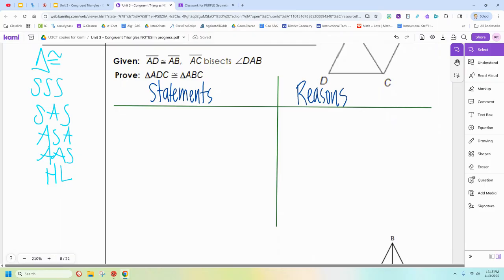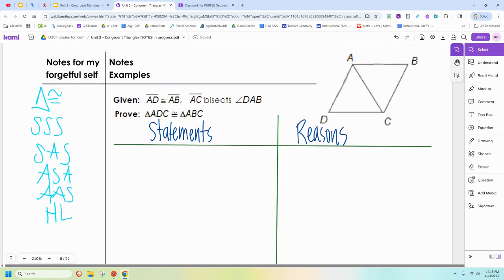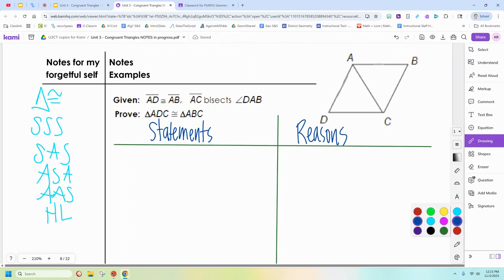These are fairly short proofs that we're doing, maybe 4 steps. This one's 4 steps. So one of the steps is going to be the given. One of the steps is going to be the end of the proof, which is the proof statement, but we got to get the right reason with it. But we start off by reading the givens and marking the diagram. So the first given is AD is congruent to AB. Woo, I have a set of congruent sides. So I need to mark my picture with that information.